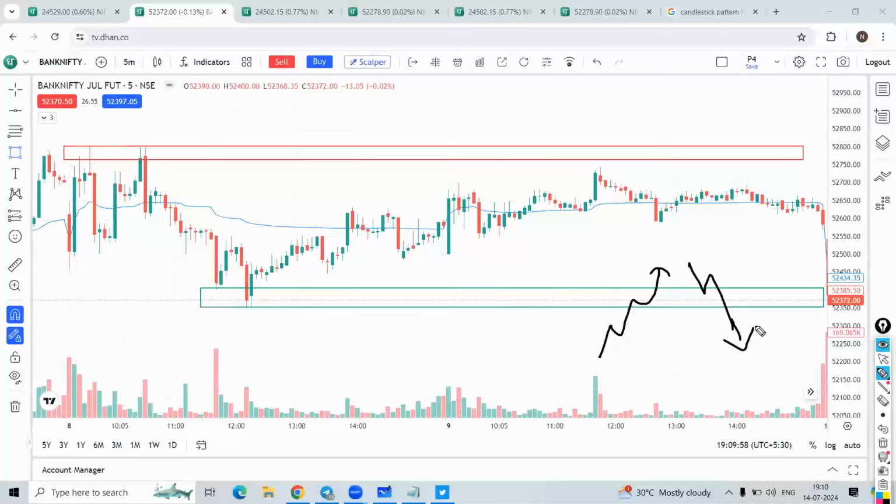How many traders have a habit like this? Yes or no, let me know in the chat box. Yes, also let me know in the chat. How many have a habit, sir, I am sitting in the market today, I need to take some trade? Yes, no.